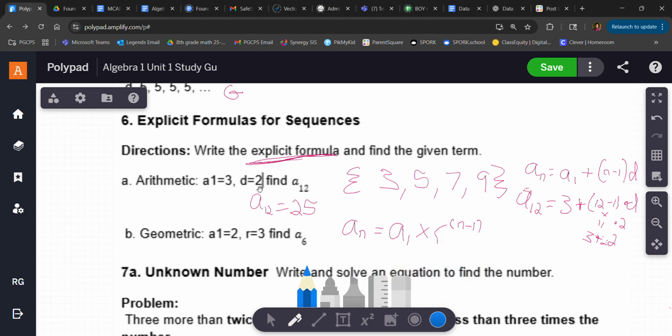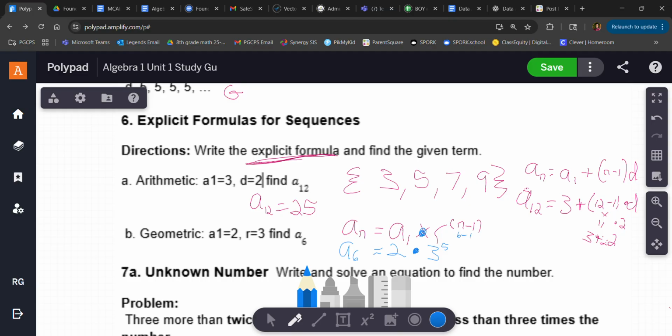Once you know that, you go ahead and plug in the numbers. So again, we're looking for A6. The term we're looking for is 6. The first term is 2. So that's 2 times, I guess that could be a times there to avoid confusion. The ratio is 3. That n, again, n was 6, so 6 minus 1. So our exponent here is 5, 3 to the 5th power.